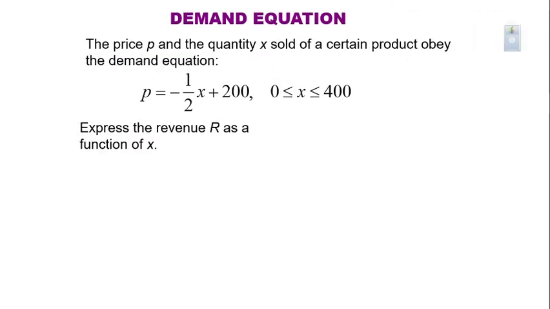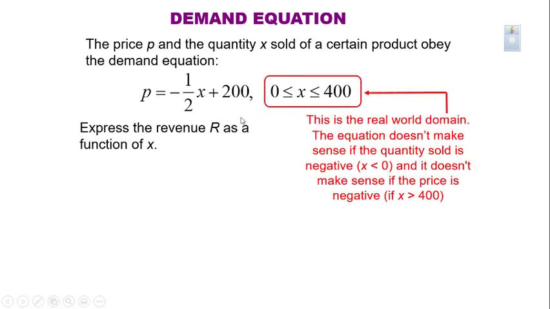The price P and the quantity x sold of a certain product obey the demand equation: the price is equal to negative half x plus 200, where x is the quantity, and the quantity sold is between 0 and 400 items. Express the revenue R as a function of x. Now, revenue is pretty simple. It's how many items you sell multiplied by the price per item. So if my price per item is $5 and I sell 10 items, then my revenue is $50. So generally speaking, multiplying price by quantity gives us revenue.